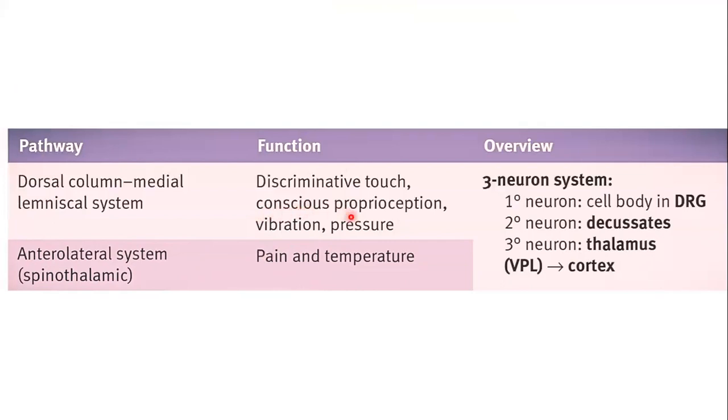sensations. So these are the three order neurons. First order neuron: the cell body is in the dorsal root ganglion. Second order neuron: it decussates and reaches the substantia gelatinosa. The third order neuron is in the thalamus, the VPL, ventral posterolateral nucleus, and from here it reaches and terminates at the cortex. These are the basic things, and I am repeating them again and again.